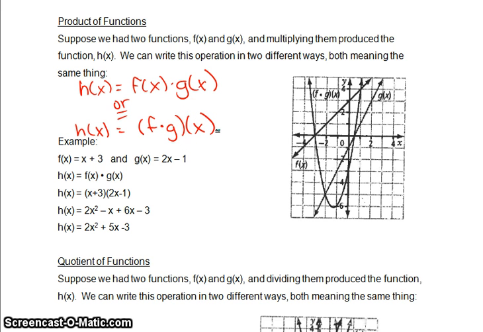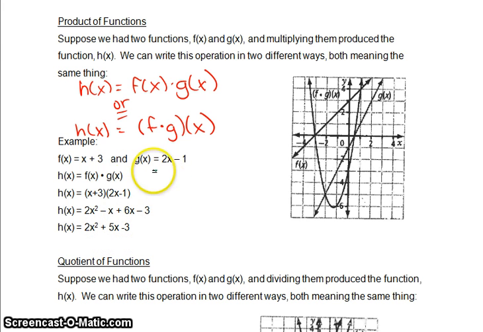Okay? And so here we have an example. We have f of x is equal to x plus 3, and we have g of x is equal to 2x minus 1. So we take f of x, multiply that with g of x, and that produces h of x. So we take our f of x function, which was x plus 3, multiply that with g of x, which was 2x minus 1. Once we FOIL out those brackets or expand them, we get 2x squared minus x plus 6x minus 3. Then adding all of our like terms, negative x plus 6x, what we have is 2x squared plus 5x minus 3.